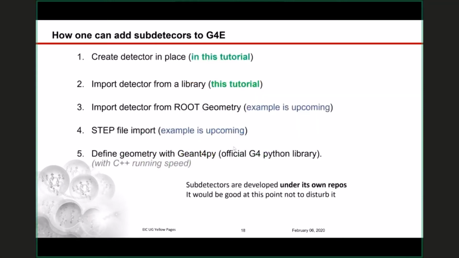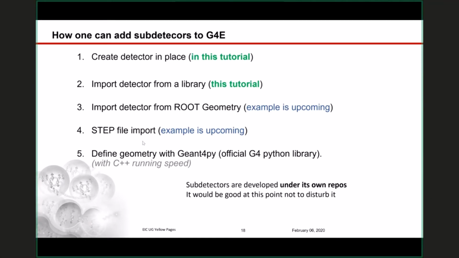So how do you actually import it into g4e? There are actually five ways you can import or work with a detector in g4e. First, obviously, you can just create a detector right inside g4e. It's Geant4 and you just create a folder in the appropriate place and start working with the detector. We will do this in this tutorial. The second option is that you have a detector as a library and you can attach it as a library, and we will do this also in this tutorial with the Luminosity Monitor. If your detector is in ROOT geometry, it's possible to import it, and we will provide an example in the future for it, but it's possible. We use the VGM library for this.